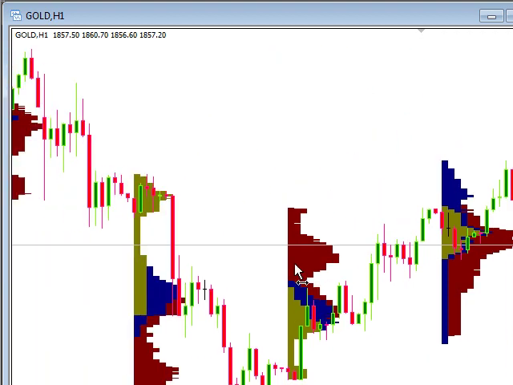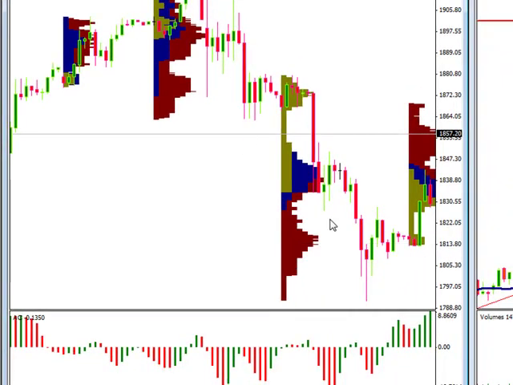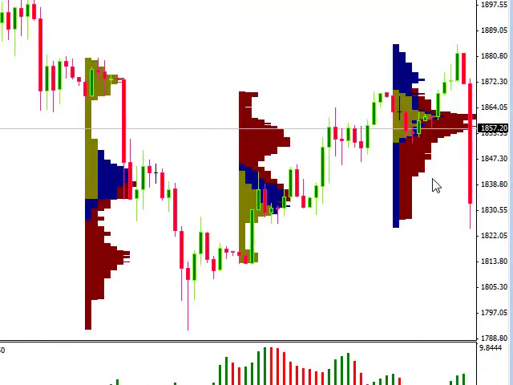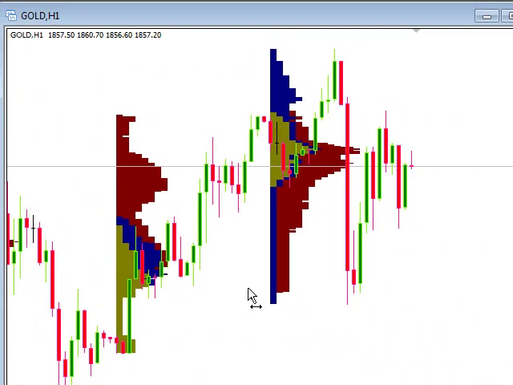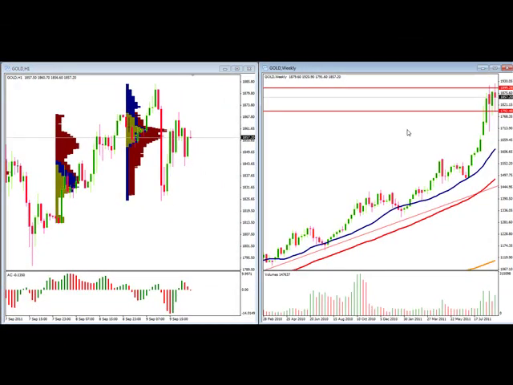If I scroll over this way, you can really see that accumulation of volume up here, accumulation below where we are. So something has to happen, either stability in the world economy to hurt gold, or more instability in the world economy to have gold shoot up past that 1900. But again, we're going to be watching gold in this 100-point range.